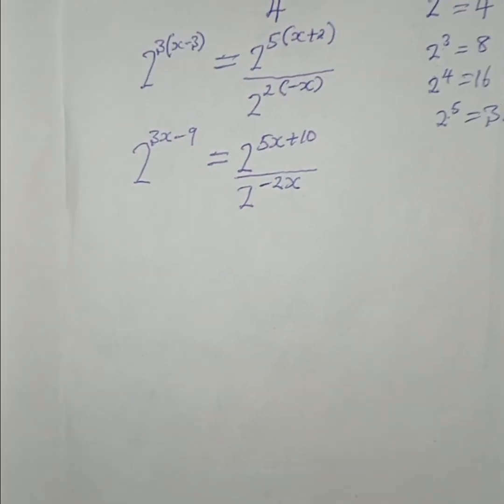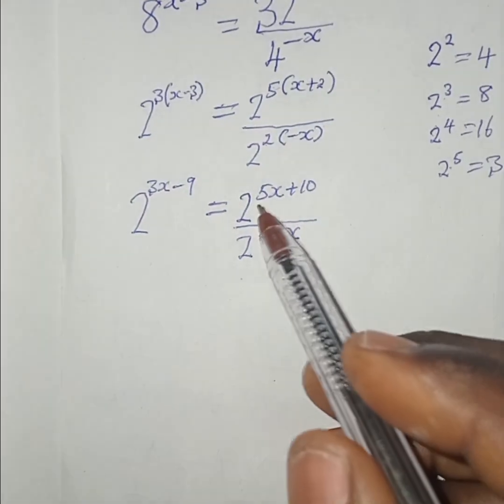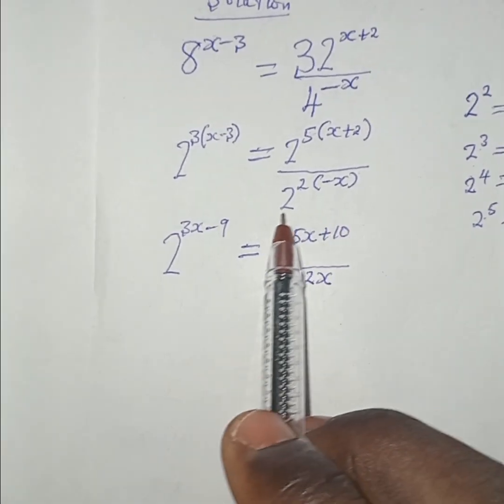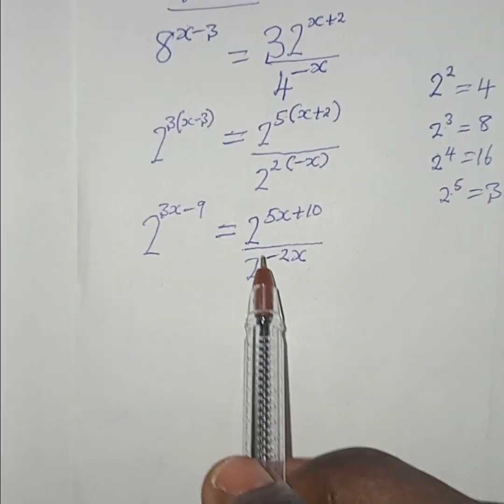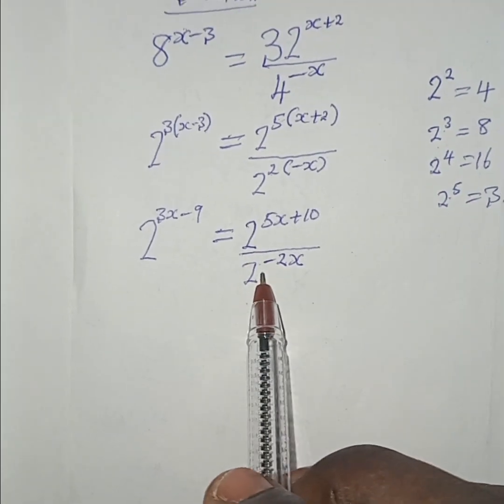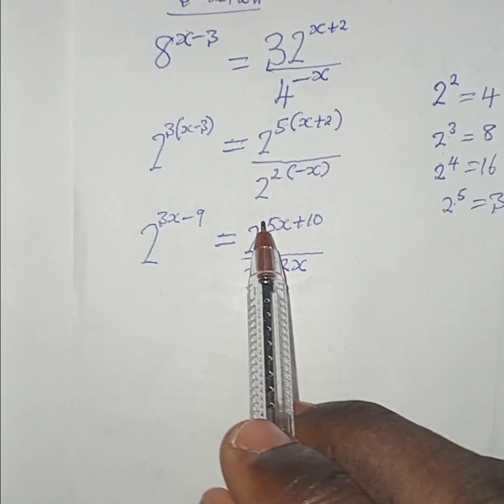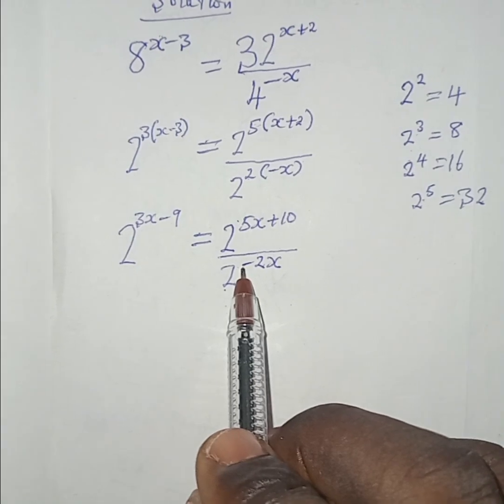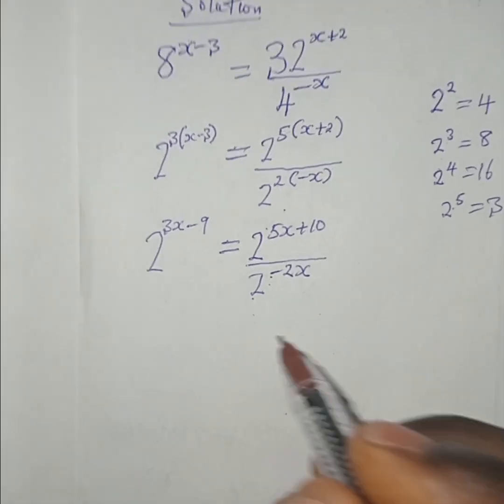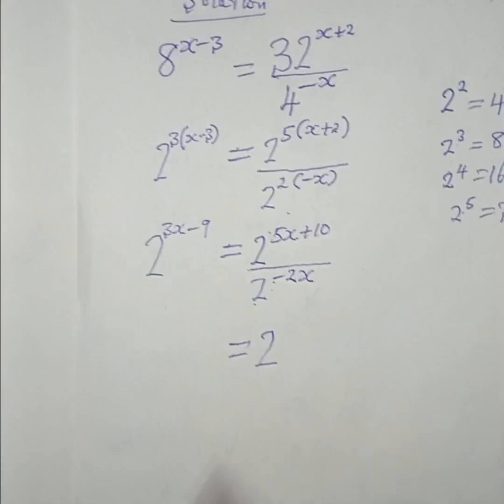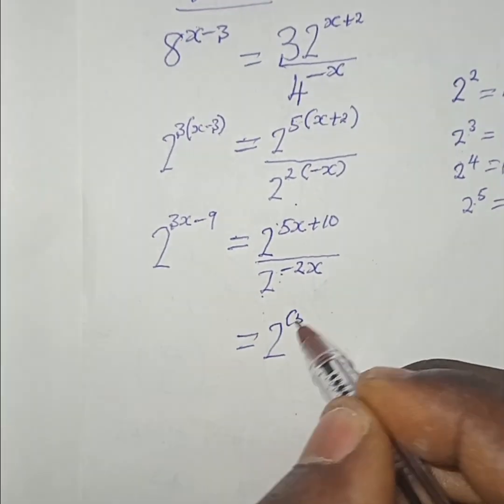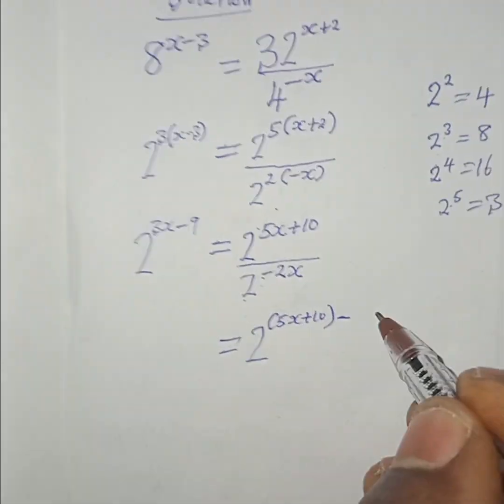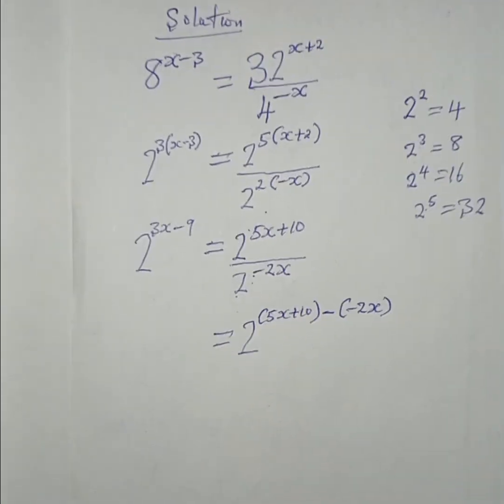Okay. Now, there is a law in indices. Remember, on the right hand side, this is the numerator, or you can also call it the dividend, and this is the denominator, or you can also call it the divisor. The law says that when the base of the dividend and the divisor are the same, you subtract the power of the divisor from the dividend. So if that is taken, you now say 2. Now this is the power of the dividend, put it in a bracket, minus, this is the power of the divisor, put it in a bracket. So that is that on this side.